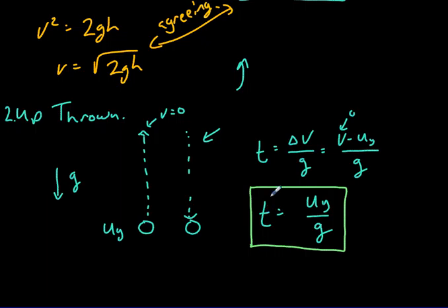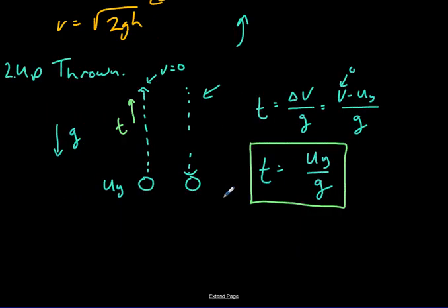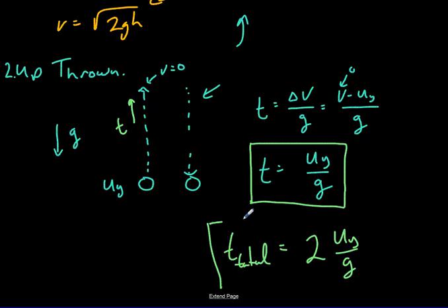Now, what is this telling me? Well, this is the time to get to the top. How much time does it take to get back down to the bottom? The same. So in other words, if we want the total time, or we might call it hang time, we've got to multiply this by 2. 2 times uy over g. That's the total time that a launched object at an initial velocity will be in the air for. Total hang time. Okay, next.